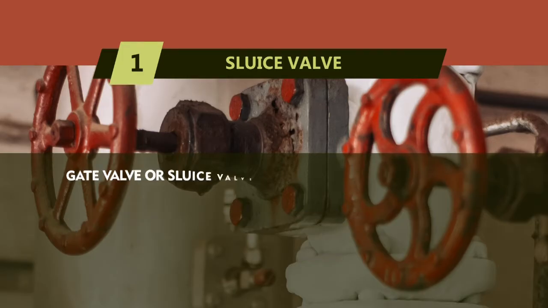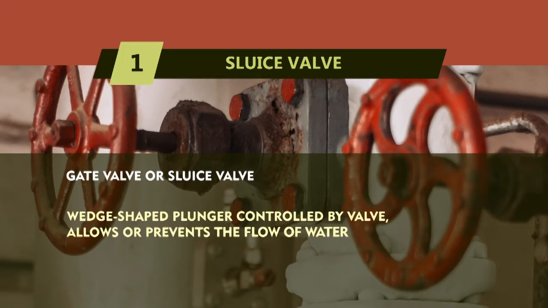In the schematic of a globe valve, we can clearly see the disc that opens or closes by water pressure. In case of a gate valve or sluice valve, there is a wedge-shaped plunger which is controlled by the valve. Depending on the location of the valve, which controls the location of this plunger, water can be allowed or prevented from flowing through the pipeline.